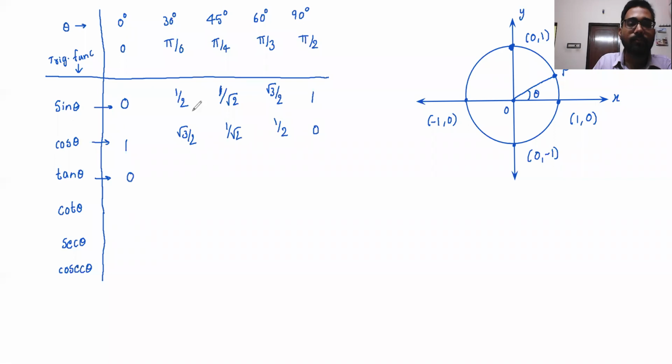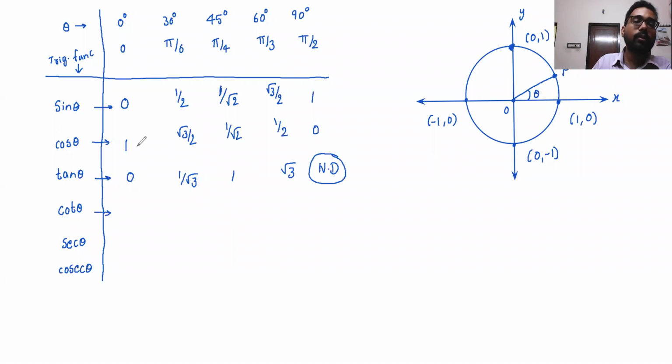And now for tan theta, it is just ratio of these two, sine upon cos. So this is 0. This is 1 upon root 3. This is 1. This is root 3. And this is not defined. Not defined means we cannot divide with 0, right? So what is tan theta? Tan theta is sine theta upon cos theta. We cannot divide with 0. So that's why tan 90 is not defined.